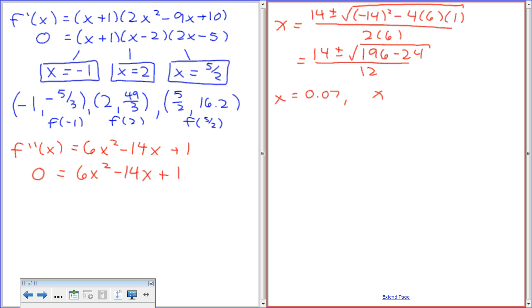X equals 2.26. Can somebody confirm those for me? Yeah. Okay. What I don't have here, which I should, is f of 0.07. We'll do f of 0.07 and f of 2.26 at the end, okay? Because I just want to get the interval chart done up here first. Does everyone logically understand what we're doing here, though, so far?